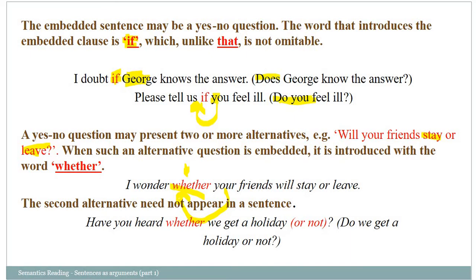The second alternative need not appear in a sentence. I mean, we don't have to write the or not part. We can omit this part. So let's read it: Have you heard whether we get a holiday or not? So we can omit the or not part here because it is not necessary.